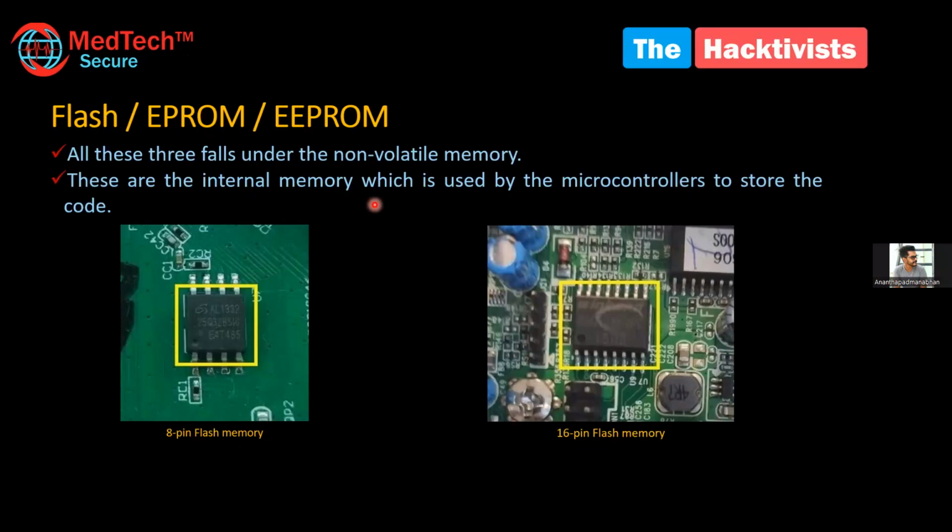Flash, similar to the microcontroller, comes in different pin sets. Here in the slide, you can see an 8-pin flash memory and then a 16-pin flash memory. Similar to the microcontroller, depending on the device, if it is a hardware device with minimal functionality, or a small device, it doesn't require a huge flash memory. It can even go with an 8-pin flash memory.